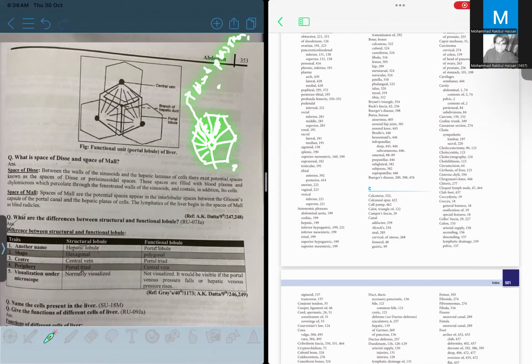Here are chylomicrons, a significant and unique structure, which percolate through the fenestrated walls of the sinusoid. The space also contains, in addition, Ito cells. Here remain the Ito cells. The spaces of Mall are the potential spaces that appear in the interlobular spaces.